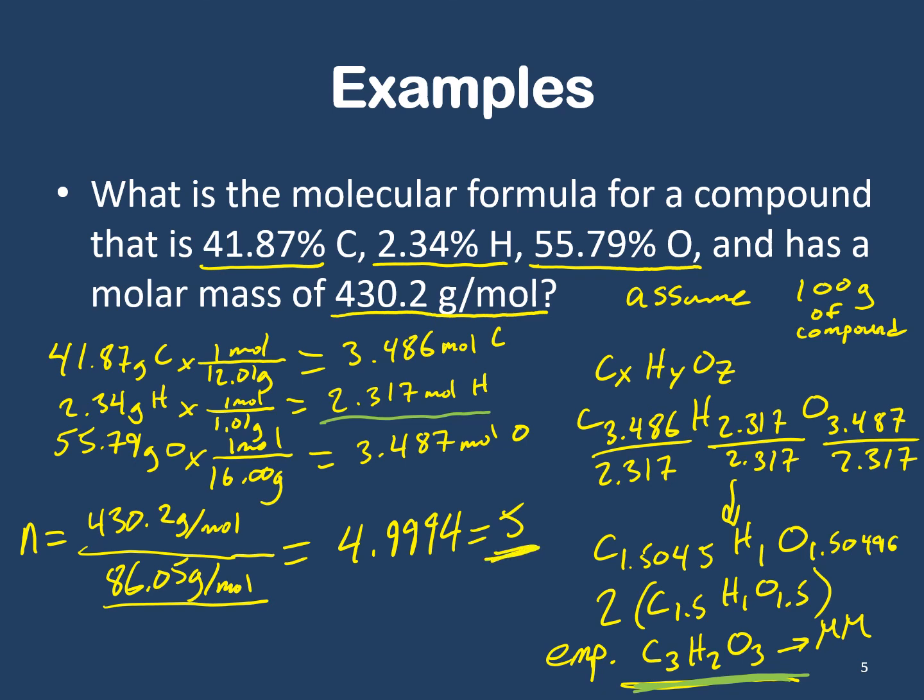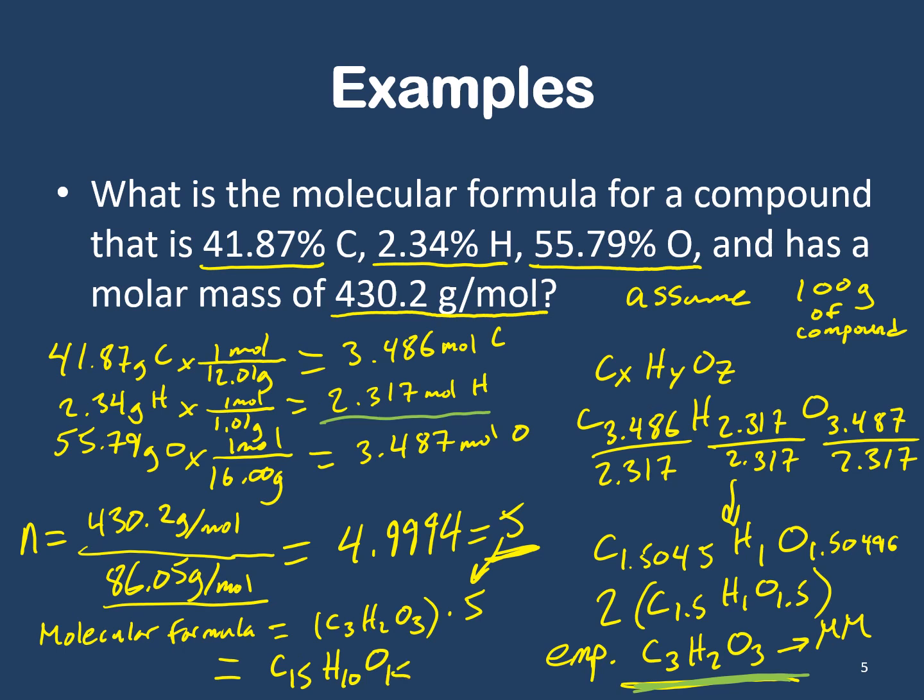Now I can get my molecular formula, because my molecular formula is going to be equal to my empirical formula times N. So C3H2O3 times 5, the N value. This gives me C15H10O15 as my molecular formula of this compound.